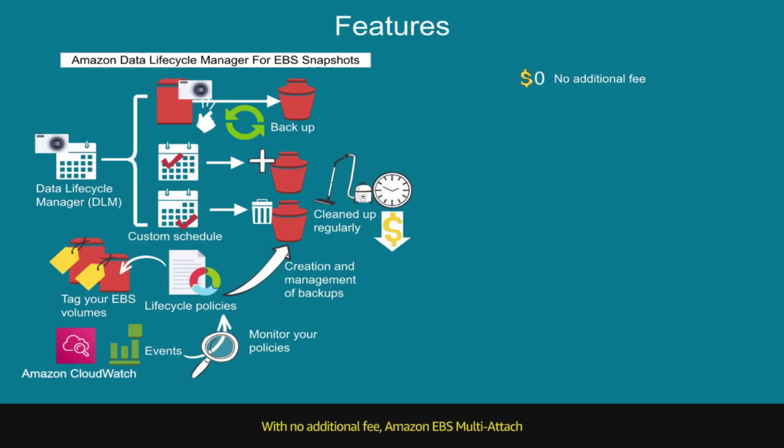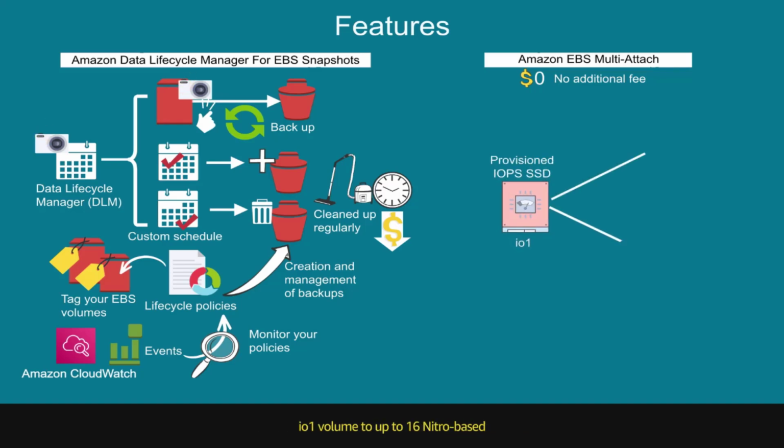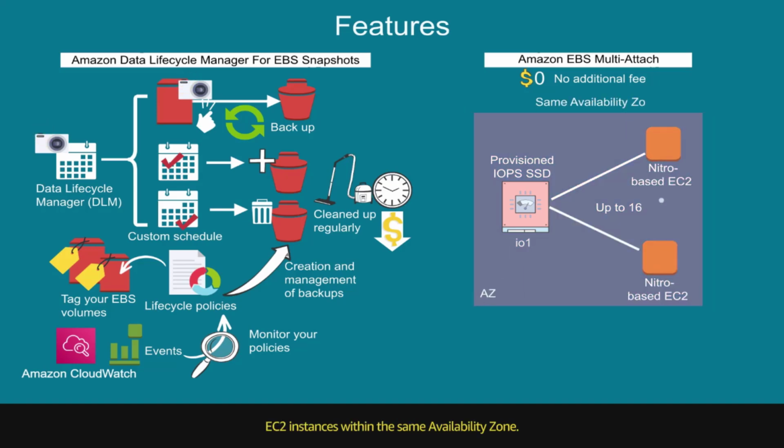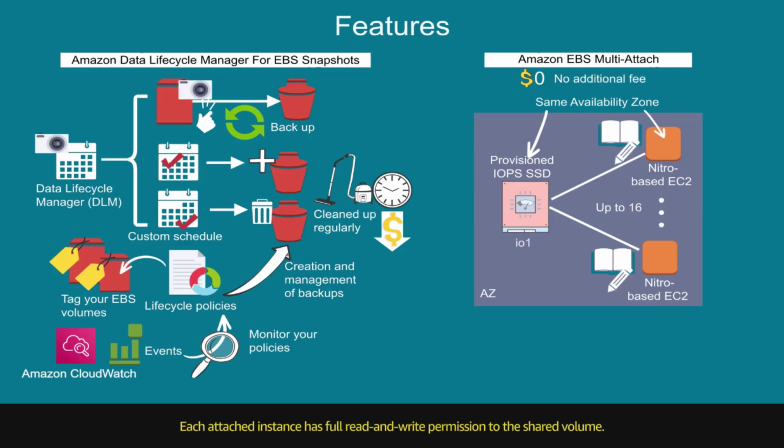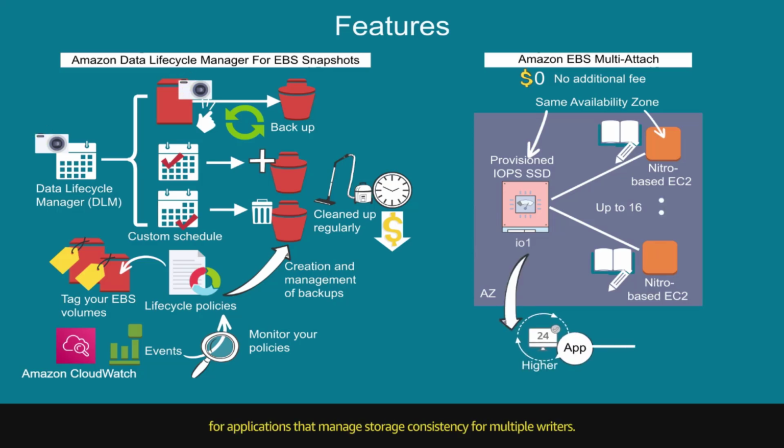With no additional fee, Amazon EBS Multi-Attach enables you to attach a single Provisioned IOPS SSD, io1 volume, to up to 16 Nitro-based EC2 instances within the same Availability Zone. Each attached instance has full read and write permission to the shared volume. Multi-Attach makes it easier to achieve higher application availability for applications that manage storage consistency for multiple writers.